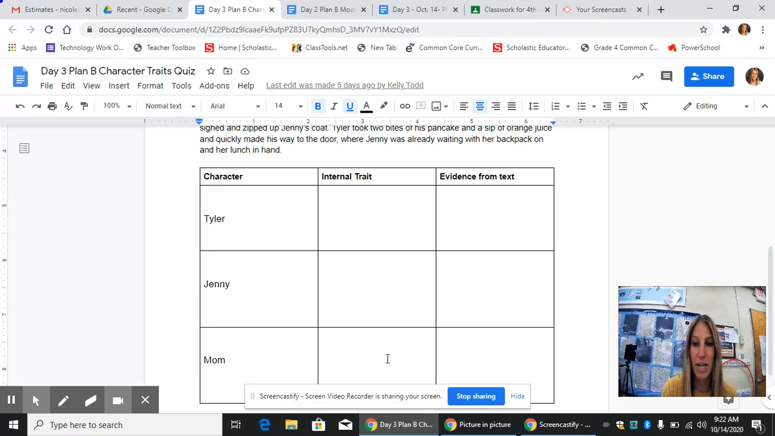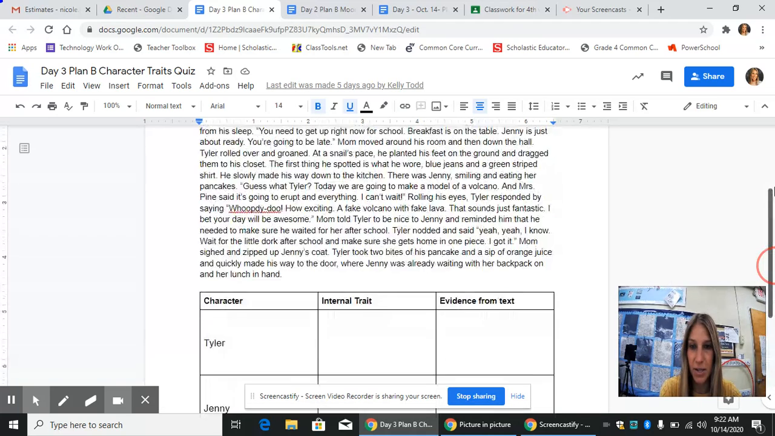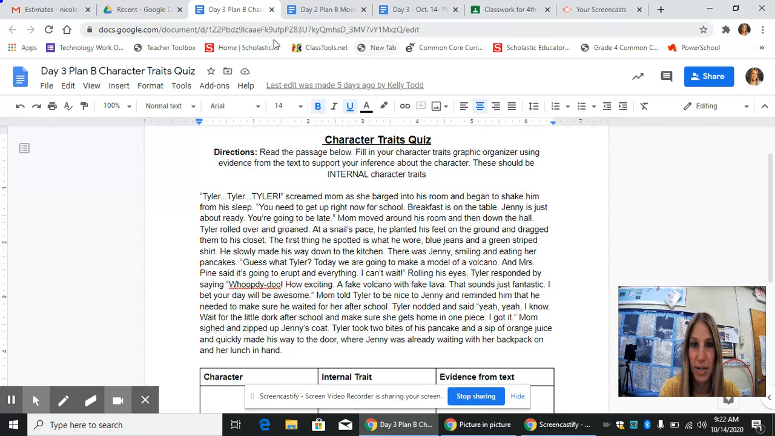So make sure that it is a 4th grade character trait and you're giving evidence from the text, what they did in the passage to support your traits. Okay? That is the assignment. Like I said, it's due Friday, but I would get it done today. You can find that on Google Classroom, day 3.